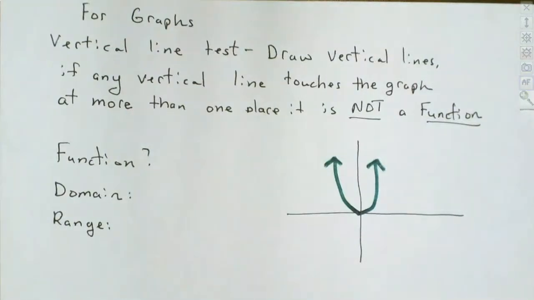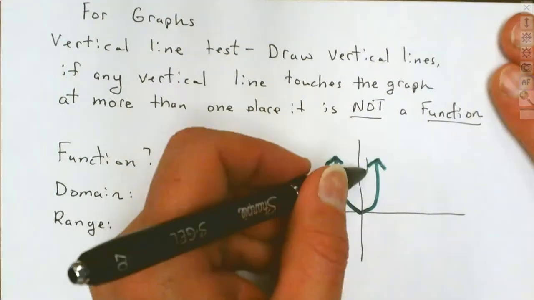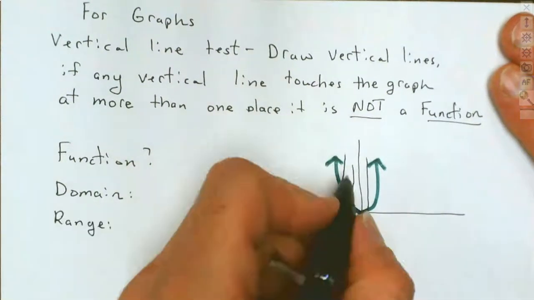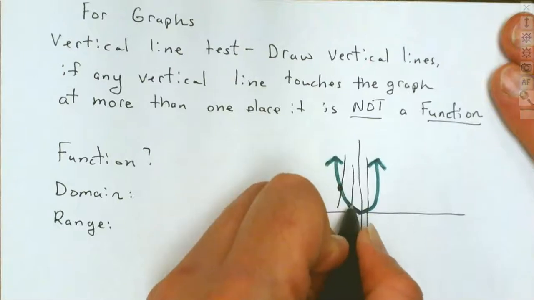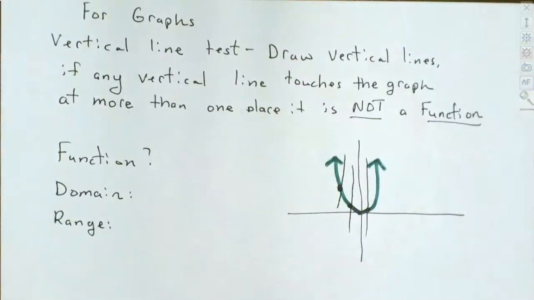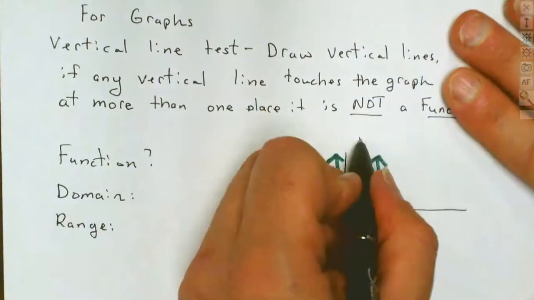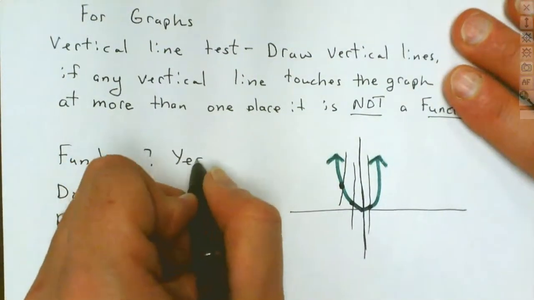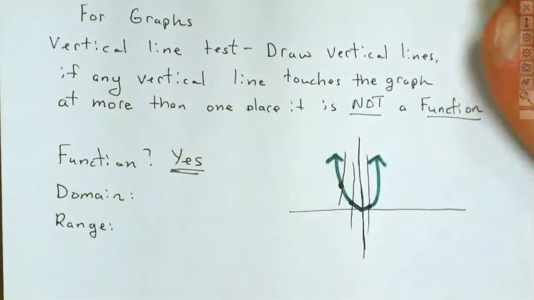So is this graph a function? Yes or no? We draw vertical lines. Each vertical line, it only touches this graph at what? When you draw our vertical lines, they only touch that graph at one place. So this would be a function, because we only touch that graph at one place.